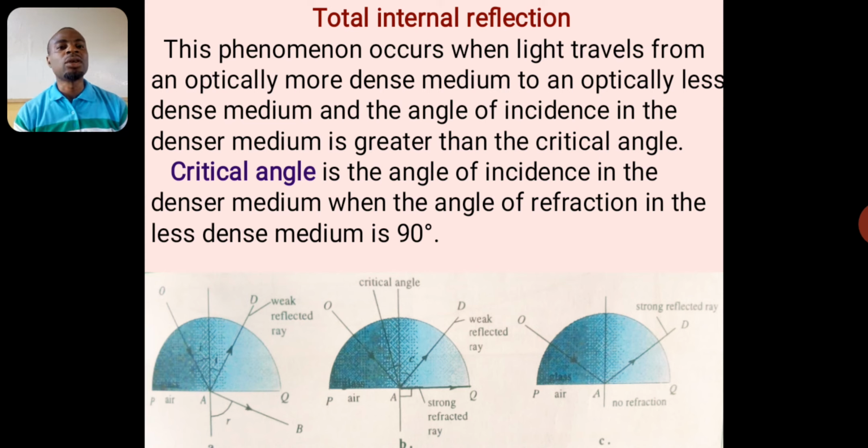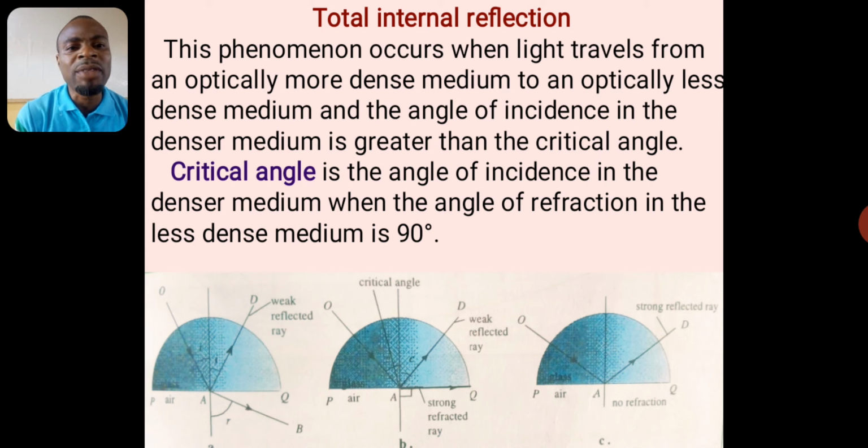To understand total internal reflection well, we have to define critical angle. What is critical angle? Critical angle is the angle of incidence in the denser medium when the angle of refraction in the less dense medium is 90 degrees. We can explain the two using the diagram below. If you look at that diagram, we call that semicircular prism. We use a semicircular glass block to demonstrate total internal reflection.